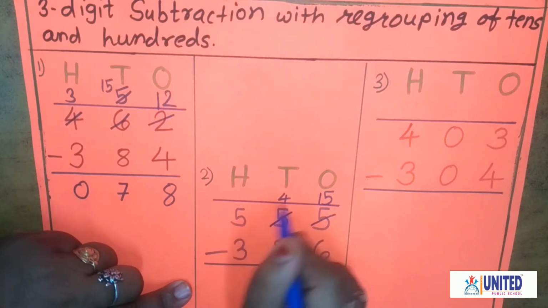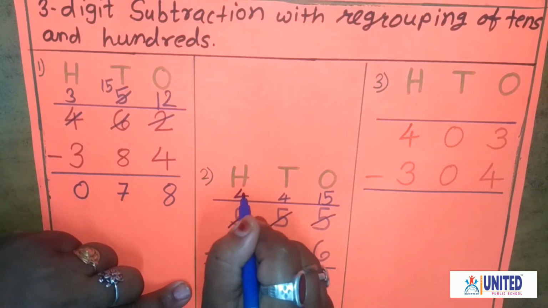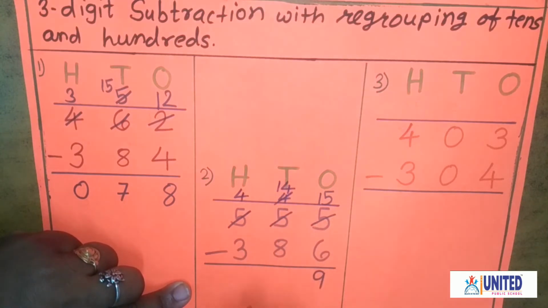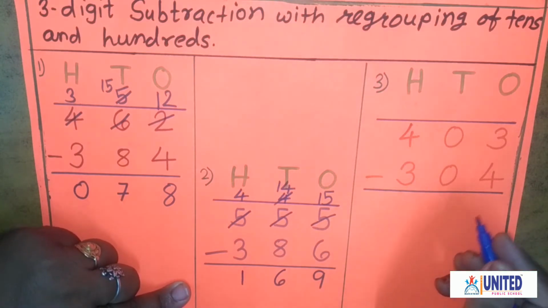No. So we can take the borrow from the 100 columns. Here 4 remains. And here there is a 14. Now 14 minus 8. 14 minus 8, how much? 6. So write 6. Now 4 minus 3 in the 100 columns is 1. So our answer is 169. Okay. Now in number 3.